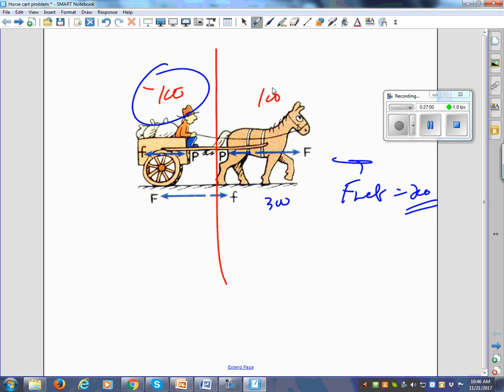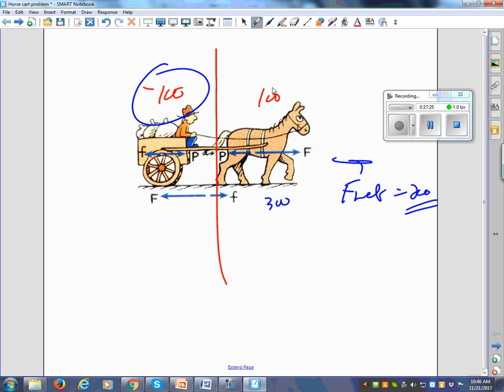Okay, last paragraph. Finally, look at the horse cart system as a whole. From this viewpoint, the pull of the horse on the cart, and the reaction of the cart on the horse are internal forces, inside the system. Forces that act and react within the system. They contribute nothing to the acceleration of the horse cart system. They cancel out and can be neglected.